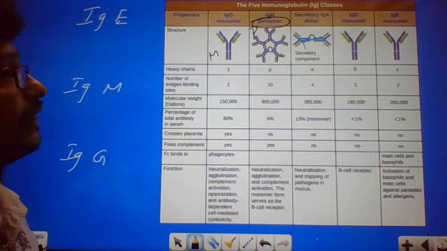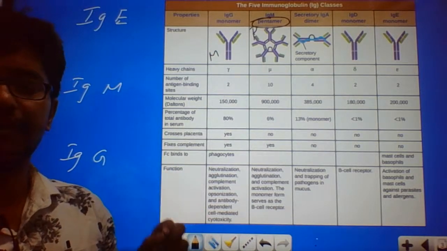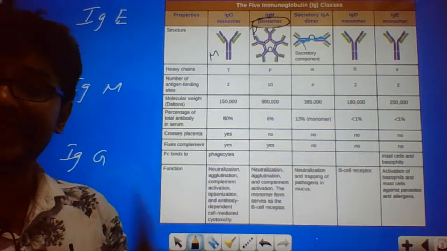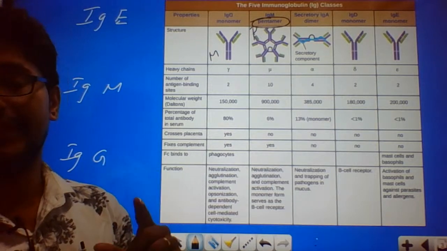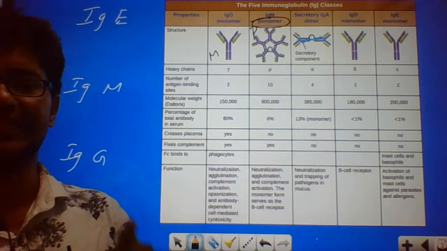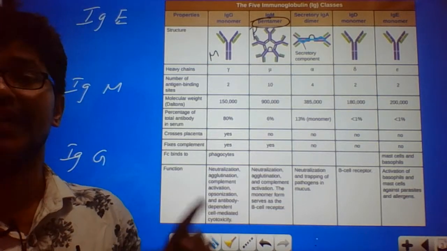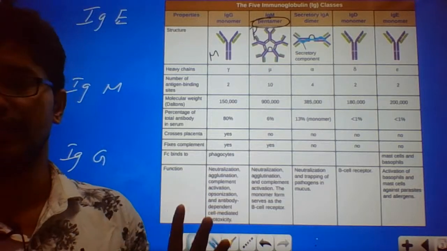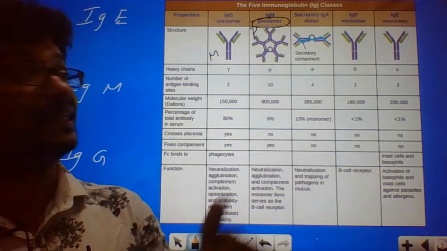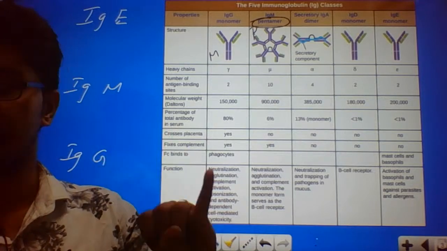IgM. Okay, so another question, IgM-la questions varanum. Which is the type of immunoglobulin that you could see first in the blood circulation? Soon after any infection, the first immunoglobulin present in your blood against any type of infection, which immunoglobulin will be first in your serum if they ask, it is IgM. This kind of questions will come. So take pentamer as an option, here IgM will be the answer.